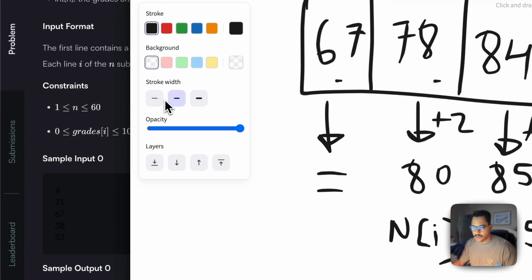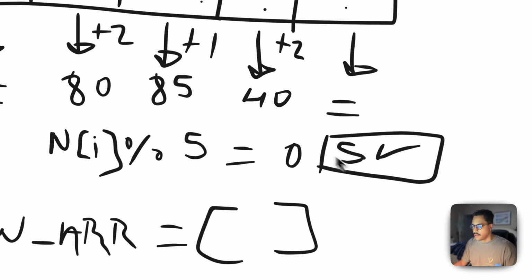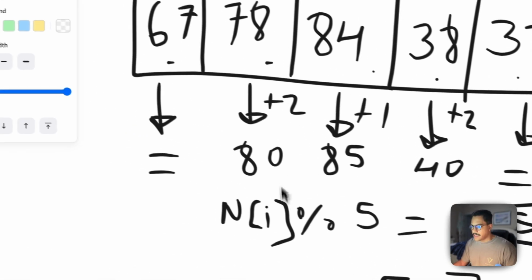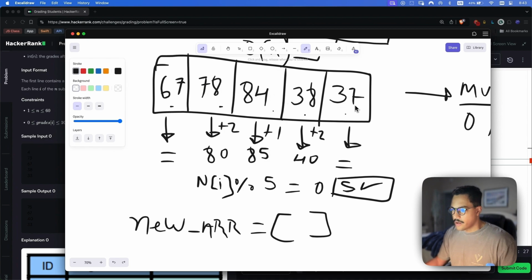But what happened here? I think this stroke is too thick, so I'm going to take it down a little. Yeah, that's better. But what happened is that the numbers I'm getting in the array are not modified, so I cannot really say for every grade in this array of grades, if that grade mod 5 equals 0, then do this operation, right?